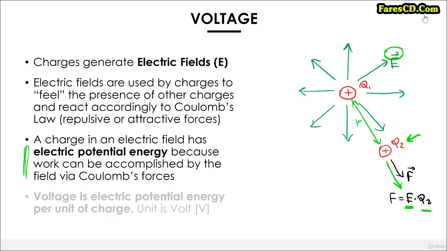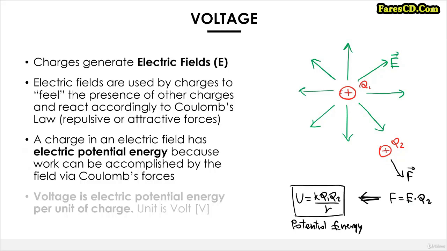Similarly to the example before, where the ball had lower energy when it was on the ground, in this case, Q2 will have lower energy if it's very, very far away from Q1, because the intensity of the electric field is very small. Some work can be done, but it's a very small work. Whereas if the two charges are very close to each other, they have a lot of potential energy because the work that can be done is greater.